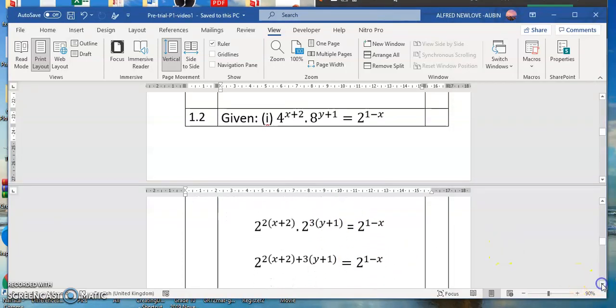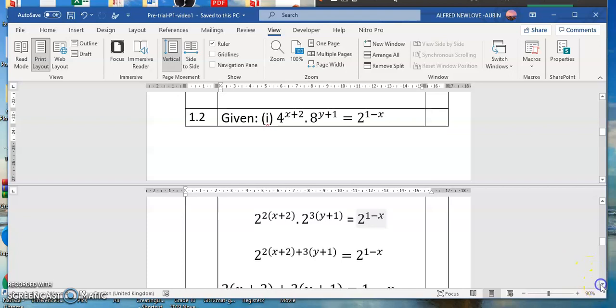Then what are we going to do? One of the laws of exponents says that if the bases are the same and it's multiplying, you add the exponents. You write the base once. So this base is 2, so you write it once. Then you add the exponents. So if you check this exponent, 2 into bracket x plus 1 is this one. Then you add the other one, which is 3 exponent y plus 1.